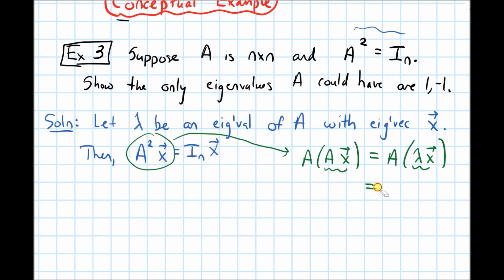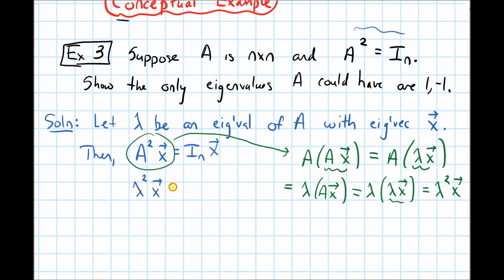Okay, so now, let me give myself a little bit more room. Let's move this scalar lambda in front, and I get lambda times A times x. And then I have another copy of A times x, and I know what A times x is: lambda times x. It's showing up again. So what I have is lambda times lambda x, which is lambda squared times x. So A squared times x is lambda squared times x. And on the right hand side, the identity times any vector is just that vector, so I just get x.